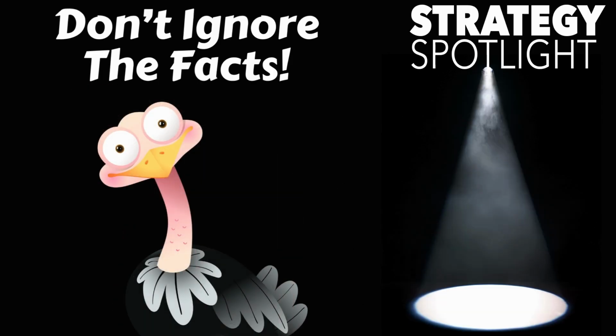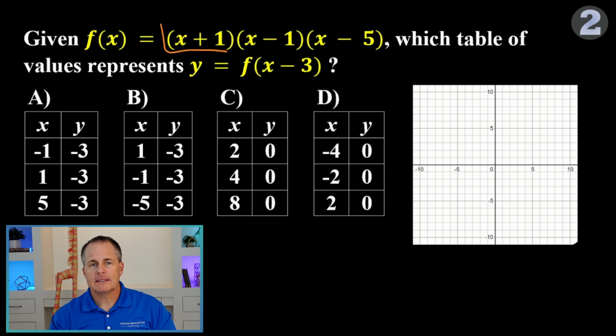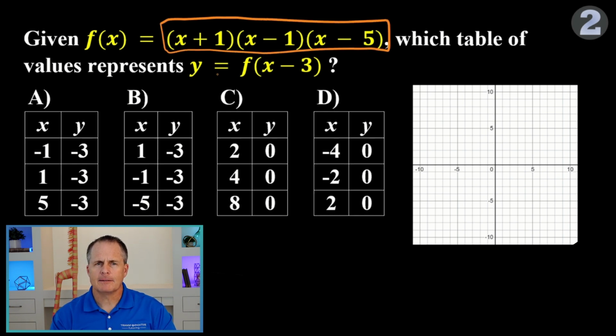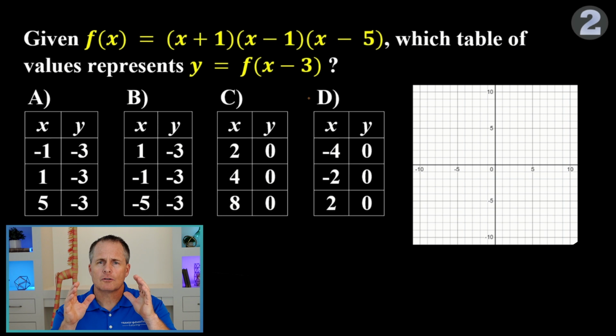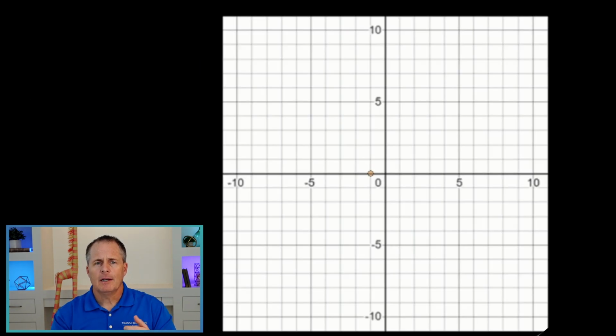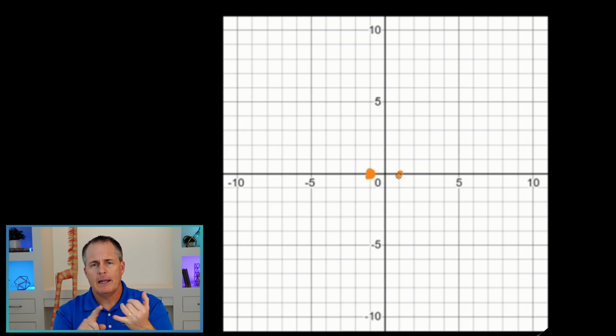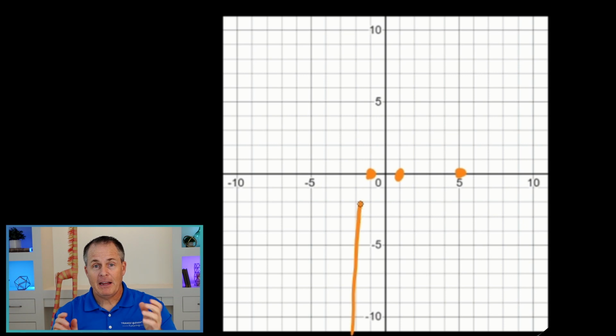Don't ignore the facts. So, what does it mean when you have a function in factored form like that? If I asked you to draw the graph right now, could you do it? Hopefully, you remembered that when you have the factored form, you can quickly draw the graph because it gives you all of the x-intercepts, which would be x equals -1, +1, and +5. It's my favorite math game. Connect the dots.